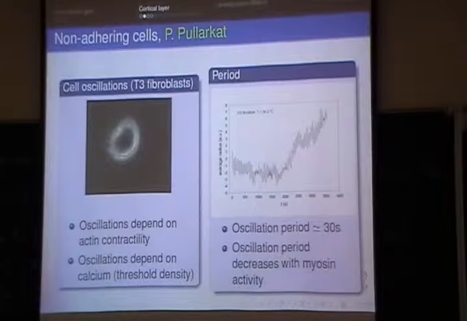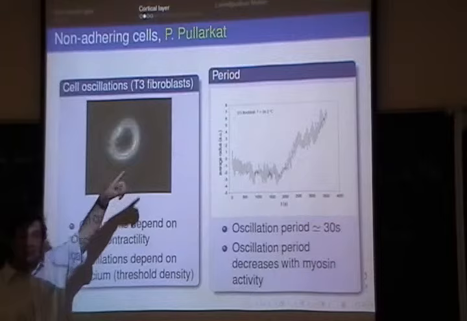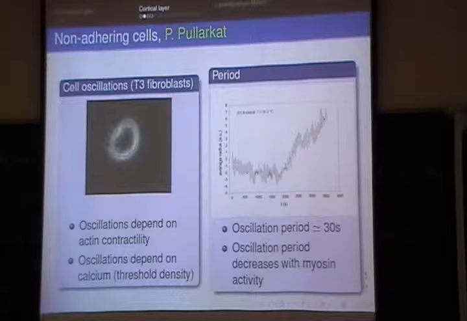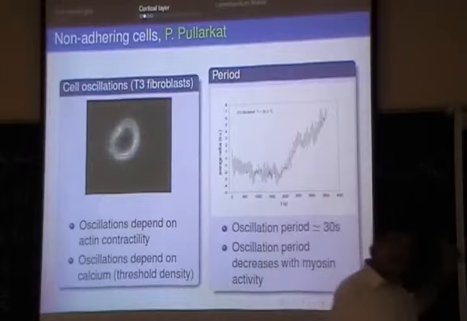Now, we made a model for that, and I certainly don't want to go into the model. The first thing you can do is look at the stability of the cortical layer. So you do what Hervé was wanting me to do. You do that in circle geometry, look at the stability, and indeed it's unstable. But it never shows oscillations. If you want to see oscillations, you have to include calcium.